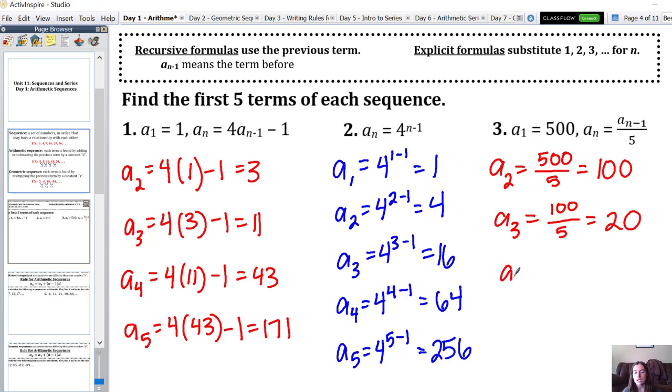A sub 4 is a sub 3 over 5, 20 divided by 5 is 4. And a sub 5, the previous term was 4 over 5, which cannot be simplified, so that is our a sub 5.